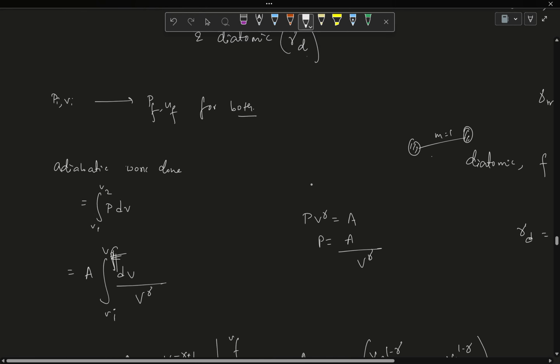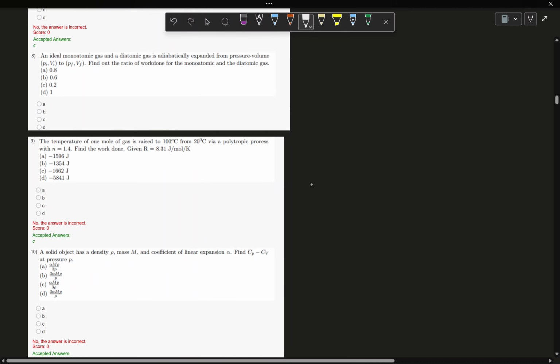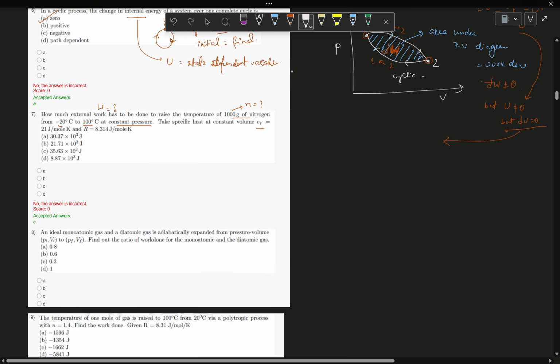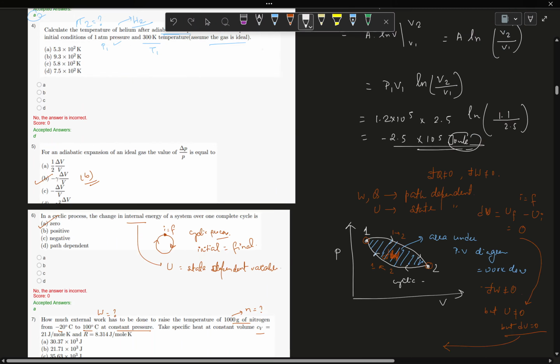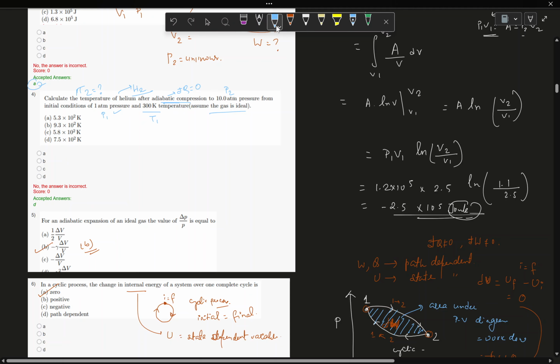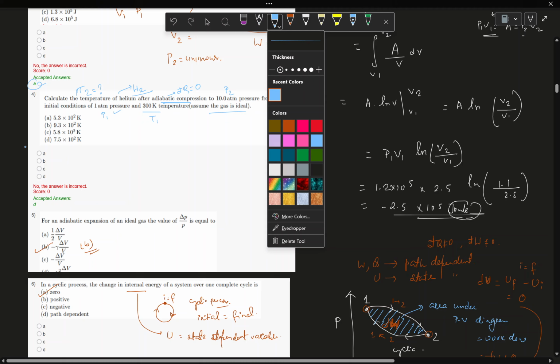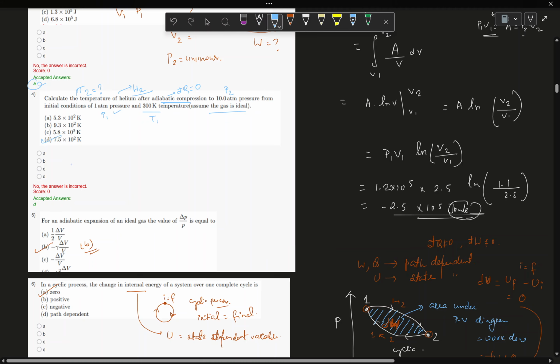So we have done a lot of problems, so we have to go much further. But this is the question. So we got 7.53 into 10 square. So the answer is option number D, right? Because this is 7, this is the closest one.